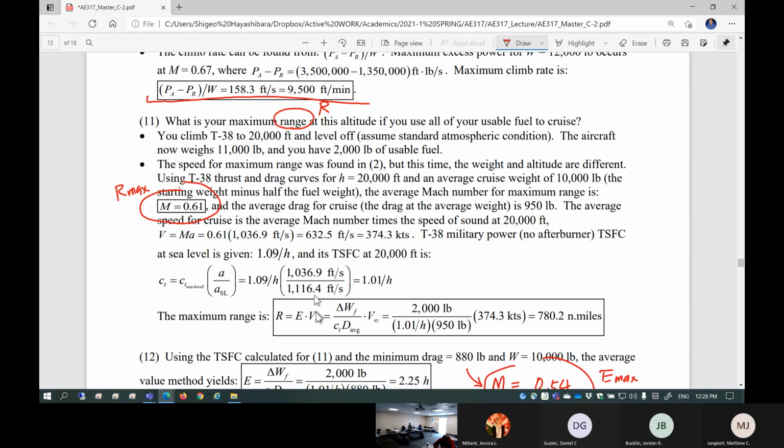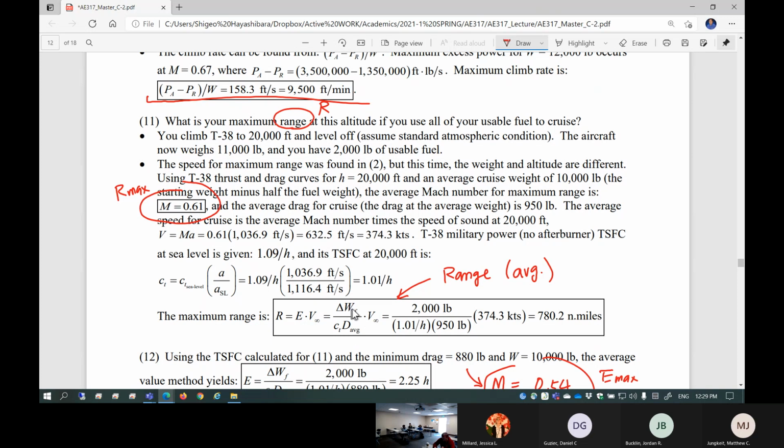So you're going to, of course, use the range equation. This is the average value method. So the range for the average value method, okay? You're going to use the TSFC at the 20,000 feet value. Drag average value is going to be given. How do you get the drag average value?